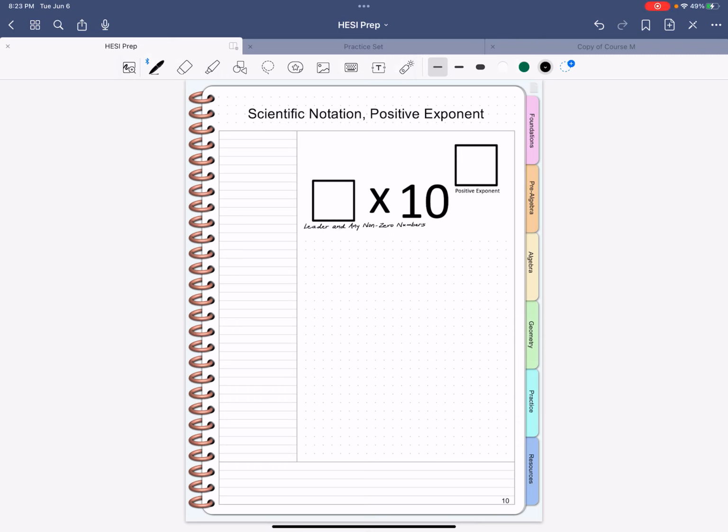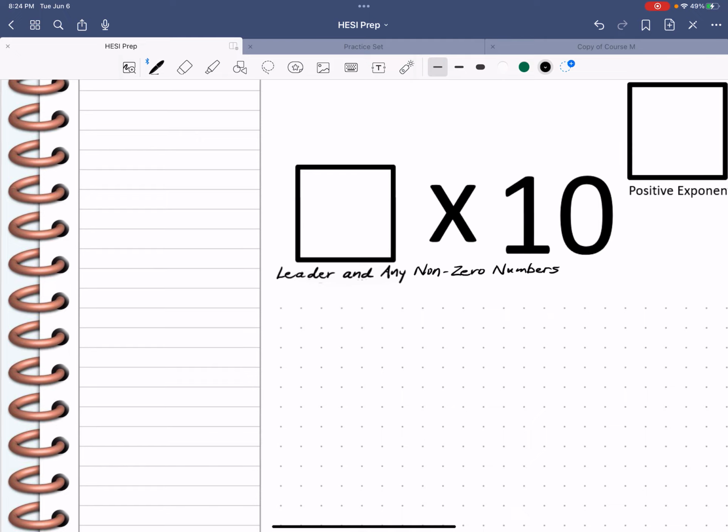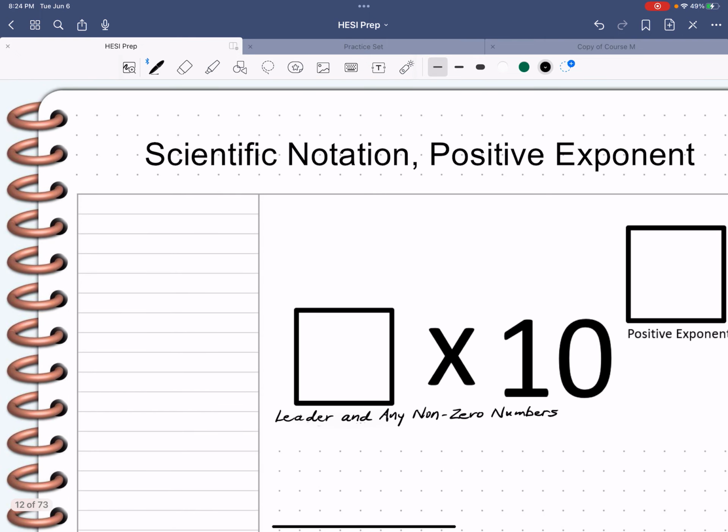Okay, this page is about scientific notation with positive exponents. This is page 10. Now, I made you a copy of my notes for this page so you wouldn't have to copy all this, but I'm going to write it in here and I want to talk with you as I do it.